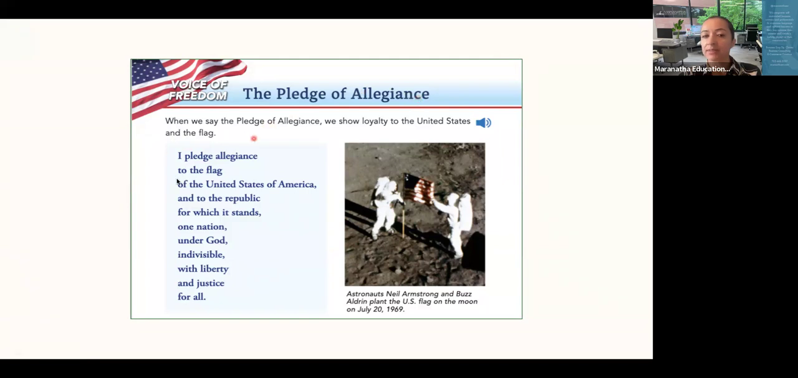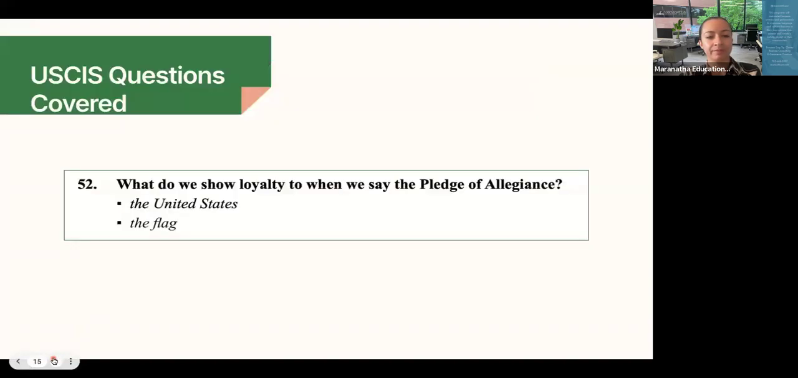This is the Pledge of Allegiance. I pledge allegiance to the flag of the United States of America and to the republic for which it stands, one nation, under God, indivisible, with liberty and justice for all. During your test, you might be asked question 52. What do we show loyalty to when we say the Pledge of Allegiance? You could say to the United States. You could also say to the flag. Both answers are correct.